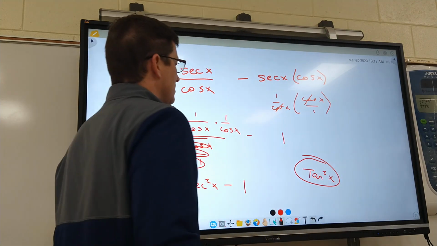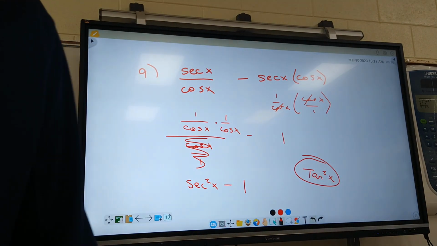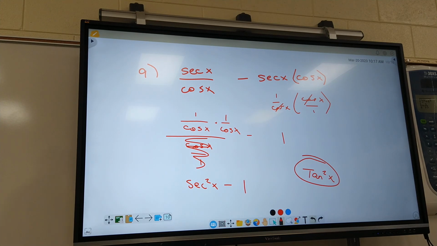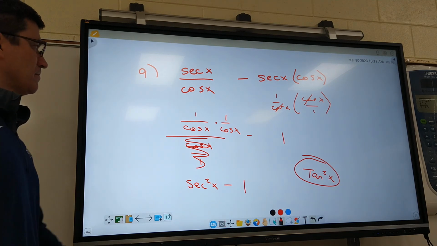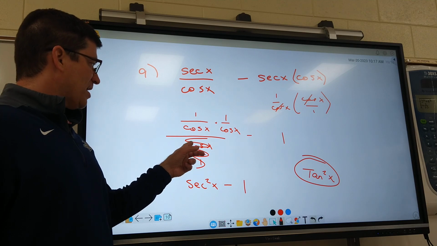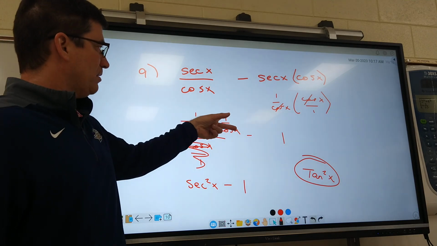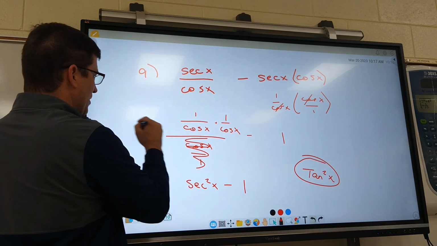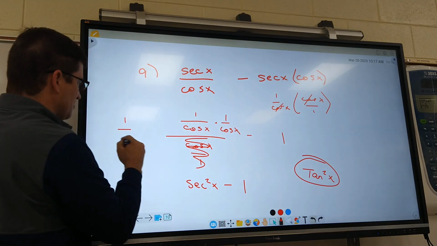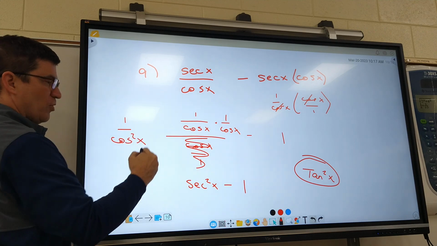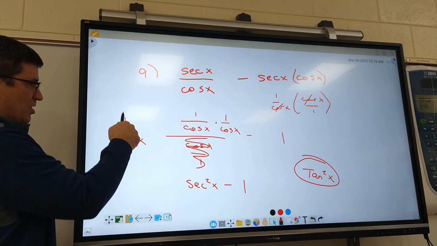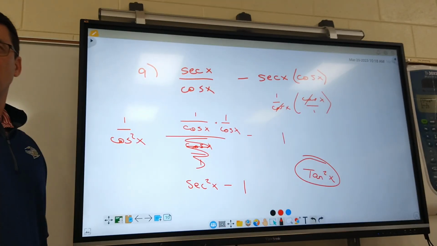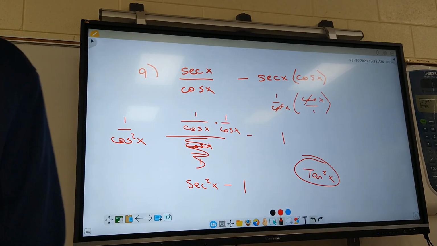This just confused me. How did you, go ahead. Matthew, why did you put the keep change flip? Like, why did you have it multiple? I had cosine over 1 on the bottom, so I flipped it. And when I flipped it, nothing's going to cancel. So 1 times 1 gave me 1 on top. Cosine times cosine gave me cosine squared on bottom. And then we changed 1 over cosine squared to secant squared. And then we knew that was a formula.